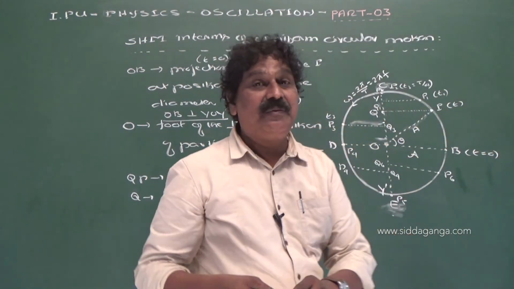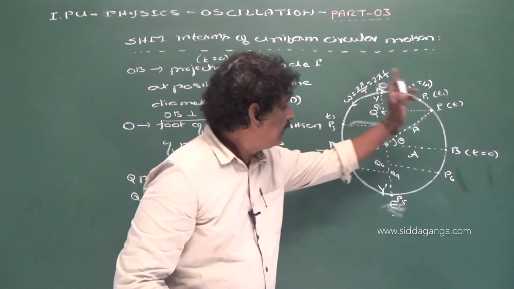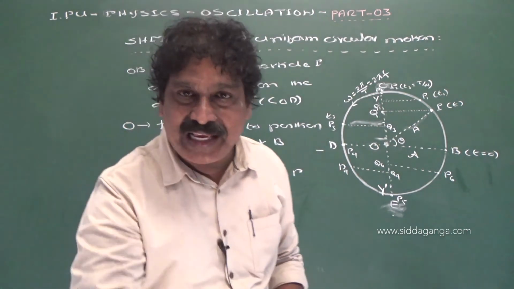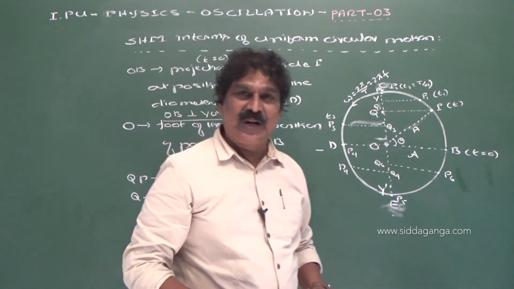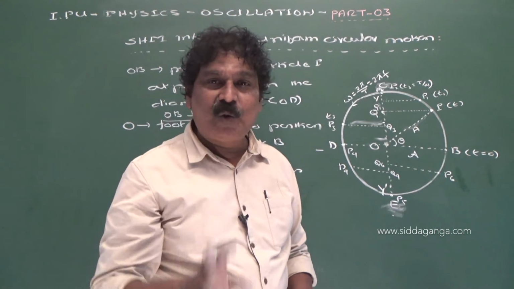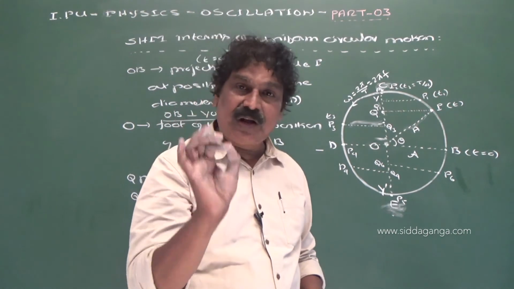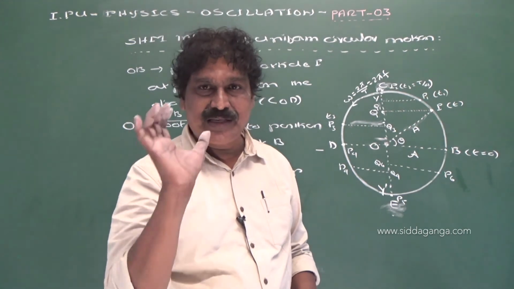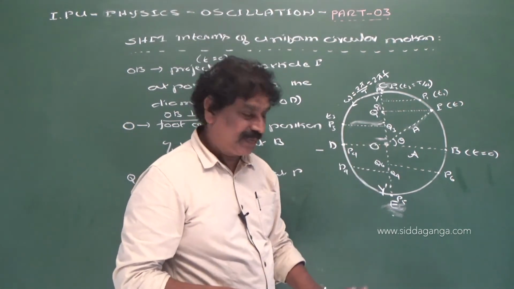Now we have to understand, here in this figure there are two types of motion. One is uniform circular motion of the particle and the other one is a simple harmonic motion, or to and fro motion, of the foot of the perpendicular to the particle executing uniform circular motion. See it here. Clear?